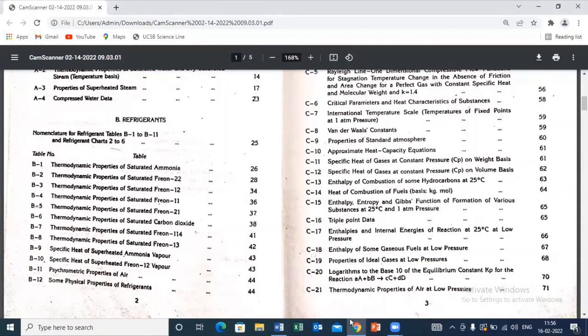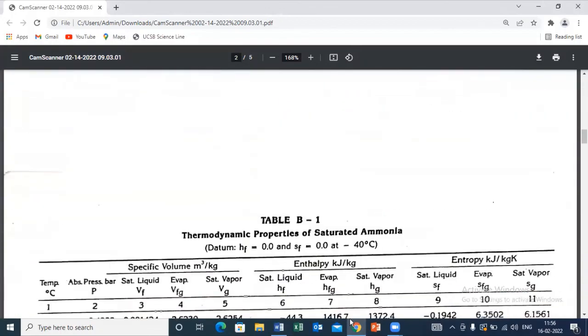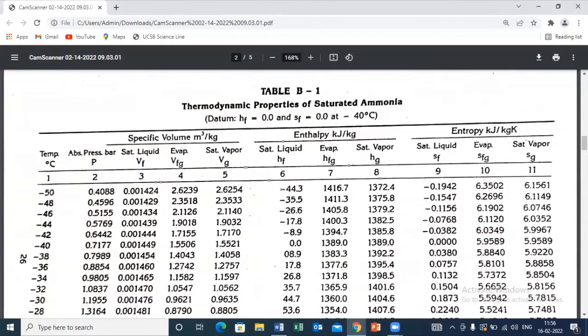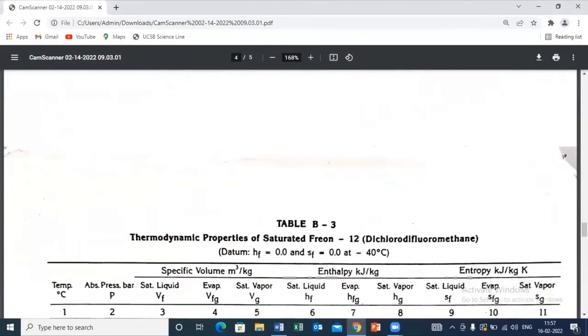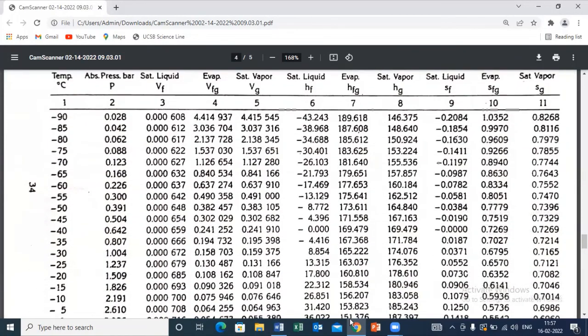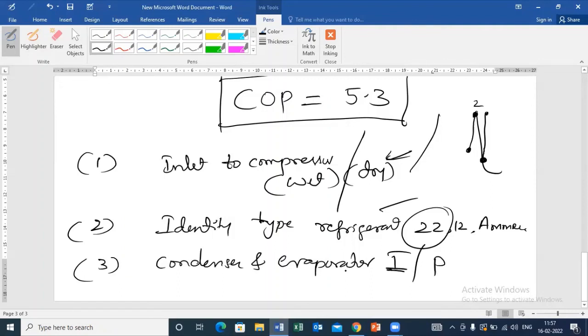For example, I have given a demo for Freon 12. Go to page number 34. This table is for ammonia. Okay. Go to page number 34. Here it is for Freon 12. Next, once you identify the refrigerant, identify the condenser and evaporator temperature. This value will be given. Either temperature will be given or pressure will be given. If the temperature is given, go to the temperature tables. If pressure is given, go to the pressure table.